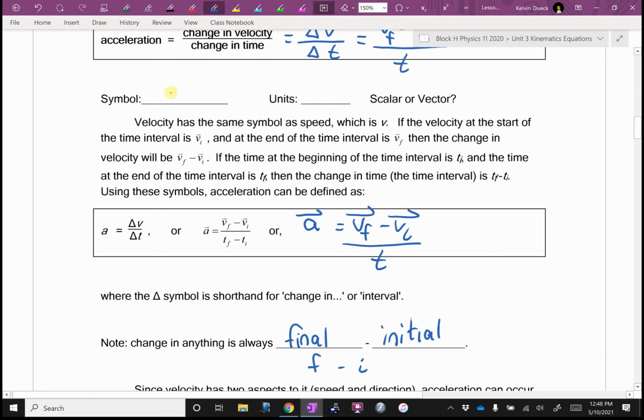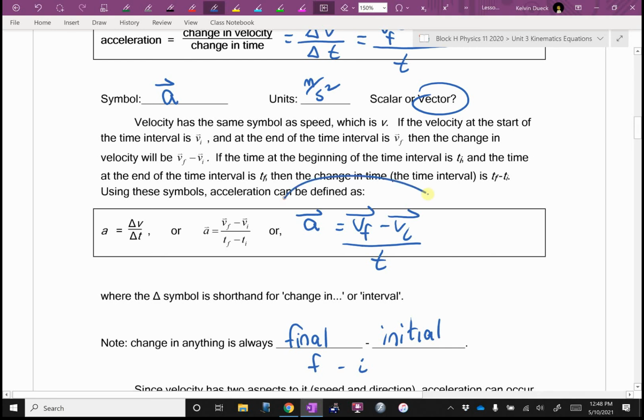The symbol for acceleration then is lowercase a, not uppercase. Uppercase A is area and something else. The units would be meters per second squared. And who remembers, is acceleration a scalar or a vector? It is a vector, because it matters whether you're accelerating forwards or backwards. That will change the outcome. Velocity has the same symbol as speed, which is v. If the velocity at the start of the time interval is vi and the end is vf, the change in is vf minus vi. I just said all that quickly, so I'm not going to read that whole paragraph.